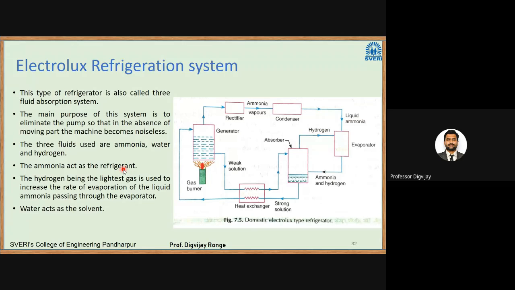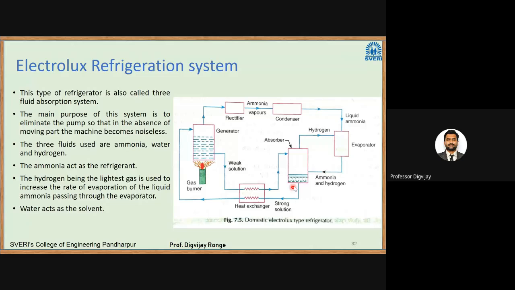Okay. So that I will explain in the diagram. The hydrogen, being the lightest gas, is used to increase the rate of evaporation of the liquid ammonia passing through the evaporator. Water acts as a solvent or the absorber. So coming back to this system, all these major parts, absorber, generator, condenser, evaporator, expansion valve, those systems will be there. And we have a heat exchanger here, we have a rectifier here. But the thing which is not present in this system is pump. So previously we had a pump here before a generator, so that is being eliminated.